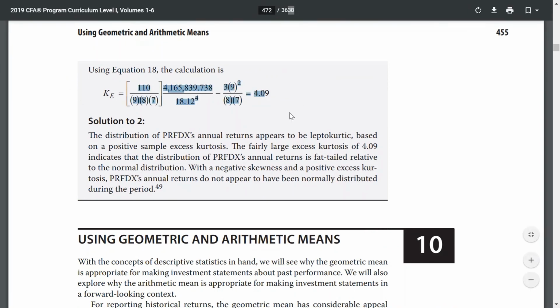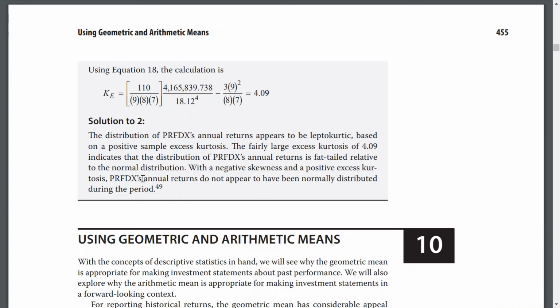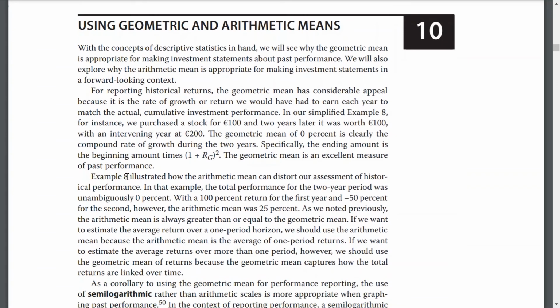Solution to 2, the distribution of PRFDX annual return appears to be leptokurtic based on the positive excess kurtosis. The fairly large excess kurtosis of 4.09 indicates that the distribution of PRFDX's annual return is fat-tailed relative to the normal distribution. With the negative skewness and the positive excess kurtosis, PRFDX's annual returns do not appear to have been normally distributed during the period. Okay. Part 10, Reading 8, Level 1 CFA Program Curriculum Reading.